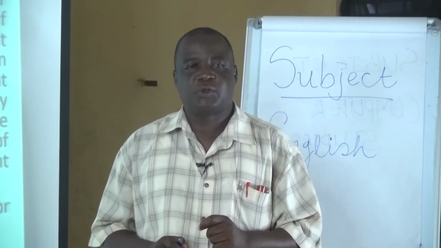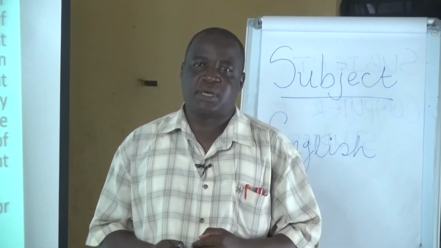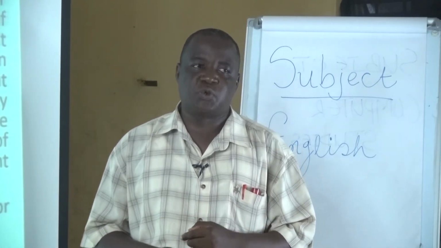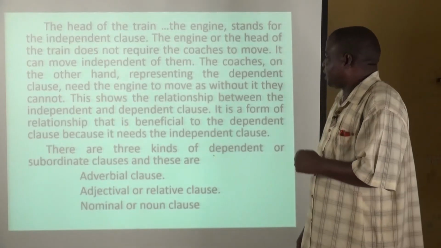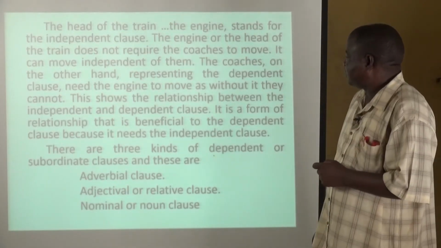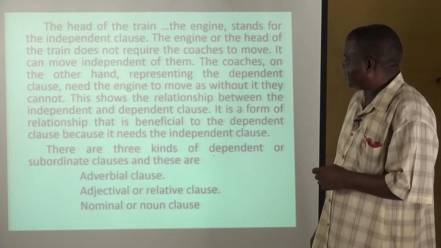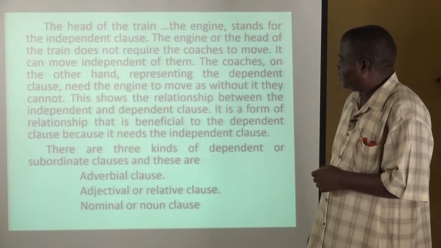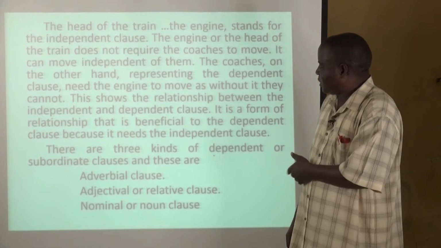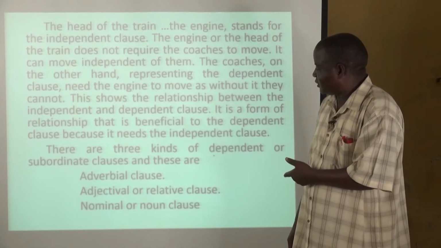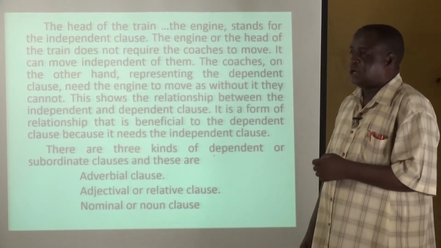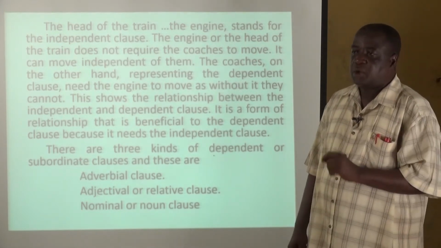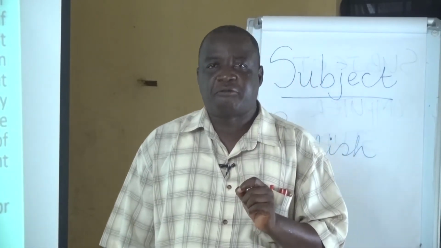Now, as per the two types of clauses, the independent clause does not need any further explanation, but the dependent clause will require a deeper explanation, and this is what we are going to do in this segment of the lesson. Now, there are three kinds of dependent clauses or subordinate clauses, as they can be called as well. We have the adverbial clause, we have the adjectival or relative clause, and we have the nominal or noun clause. Now, we've listed three. We will pick one for further discussion.